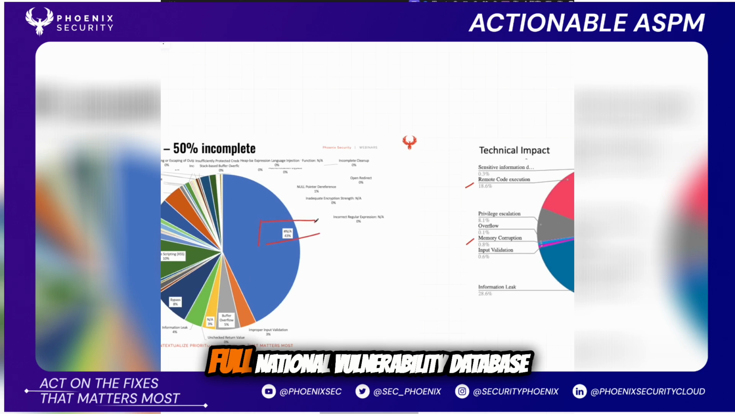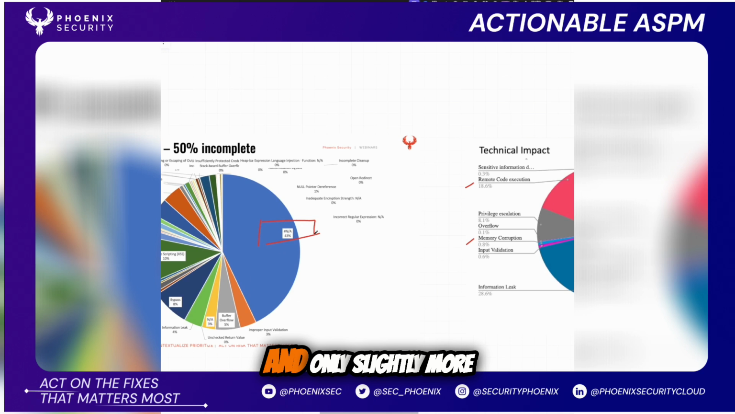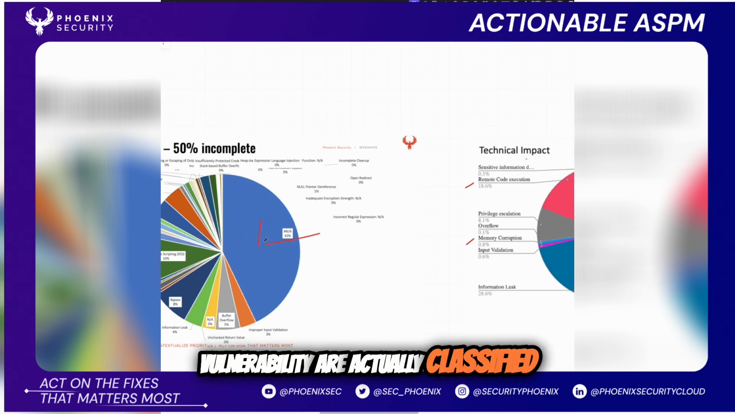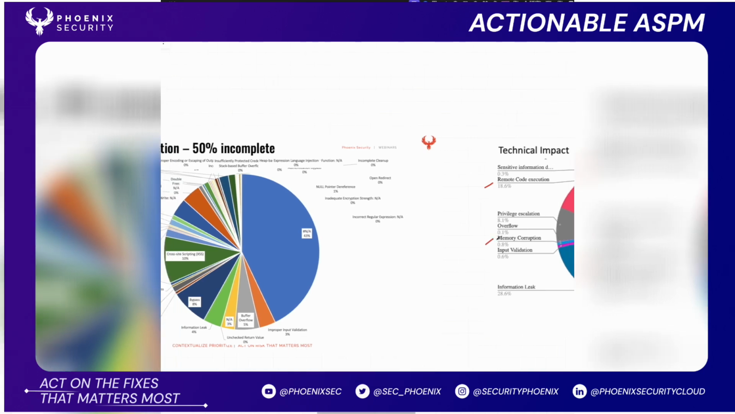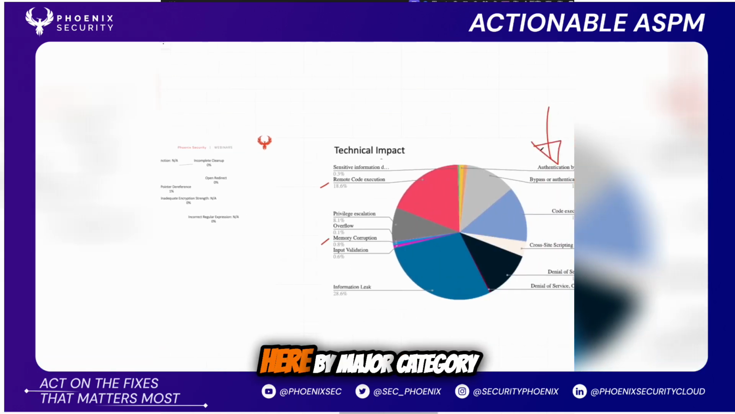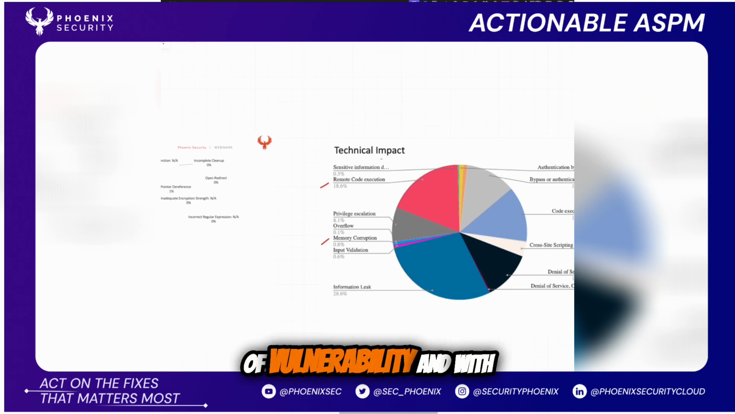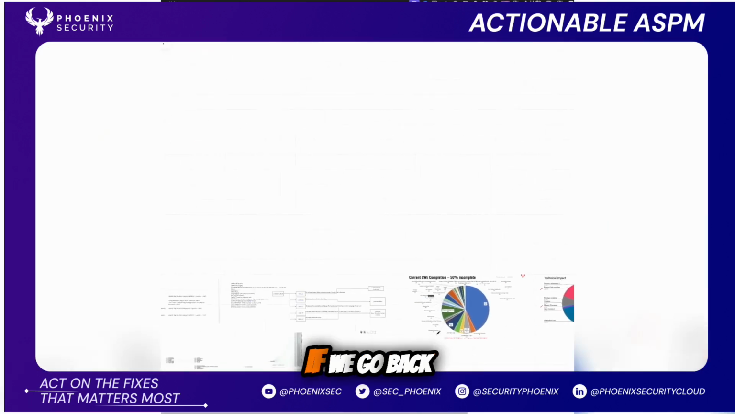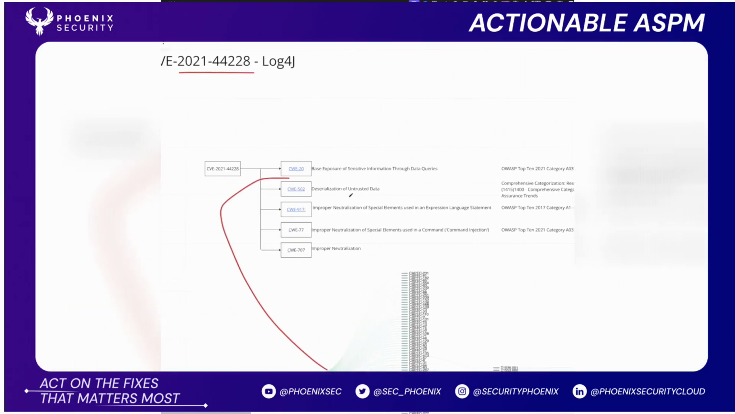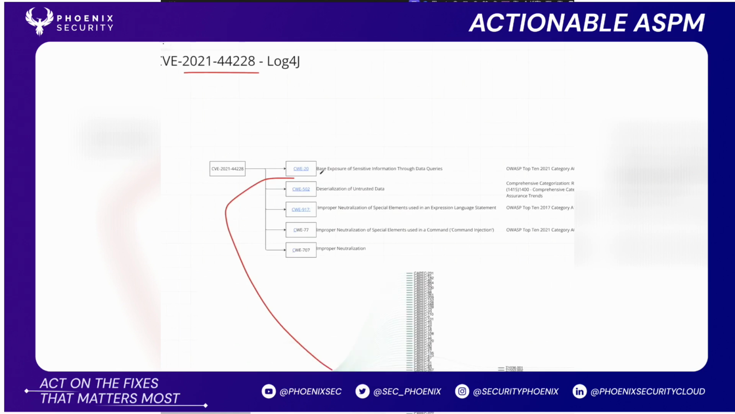So this is the full National Vulnerability Database, which is the documentation about all of these vulnerabilities, and only slightly more than 50% of vulnerabilities are actually classified to a CWE, but not all of them are rightly classified. That's why we're also reclassifying CWEs with Phoenix Security. That is the result that you can see here by major category of vulnerability, and with this vector analysis of vulnerability. Now, if we go back to the CWE, you can see that those are classified by multiple CWEs.